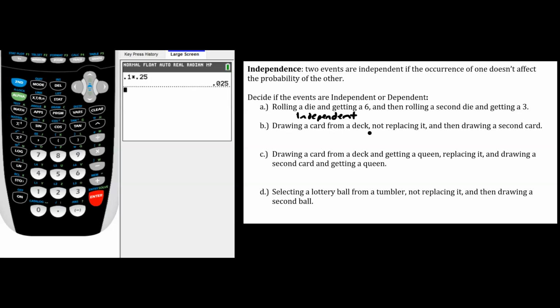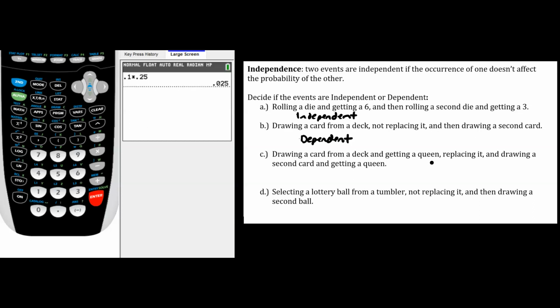Example B, drawing a card from a deck, not replacing it, and then drawing a second card. So if you do not replace that card after you draw it from a deck, then the probability when you're drawing a second card is going to be impacted because you began with 52 cards in the deck and now you would only have 51. And so as a result, you would say that these two events are not independent, or we would say that they are dependent.